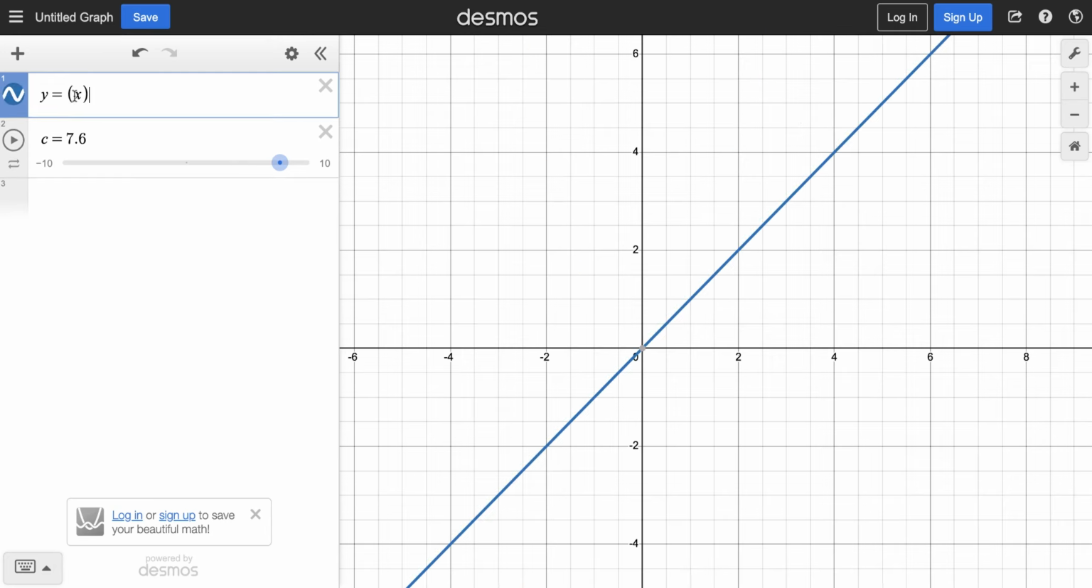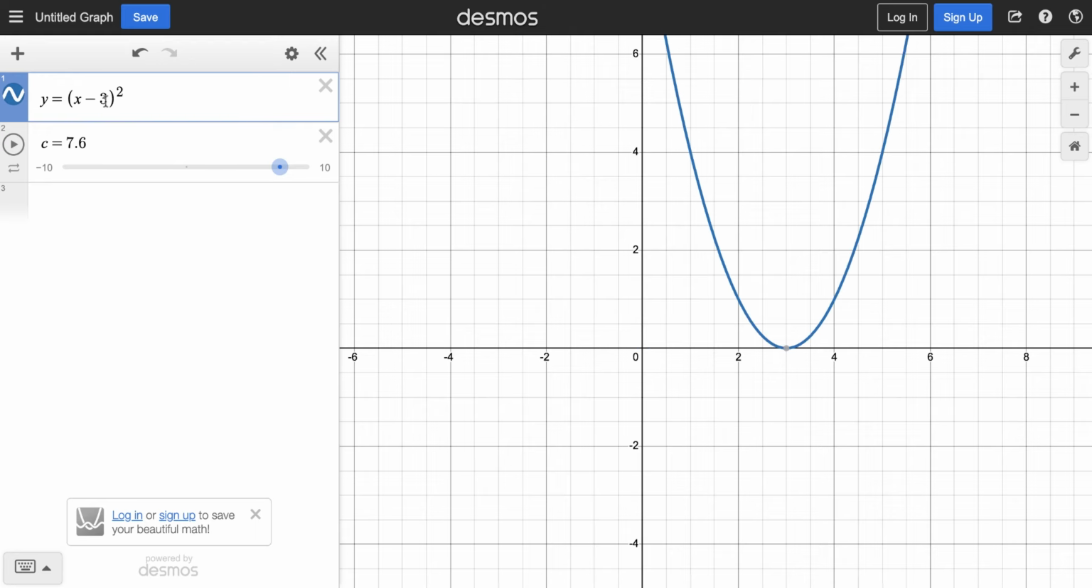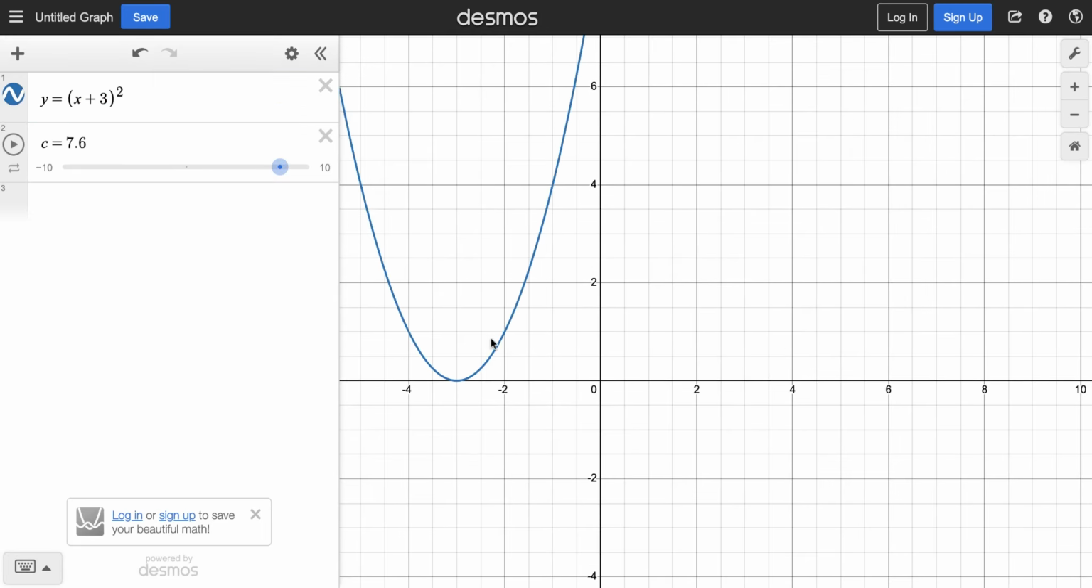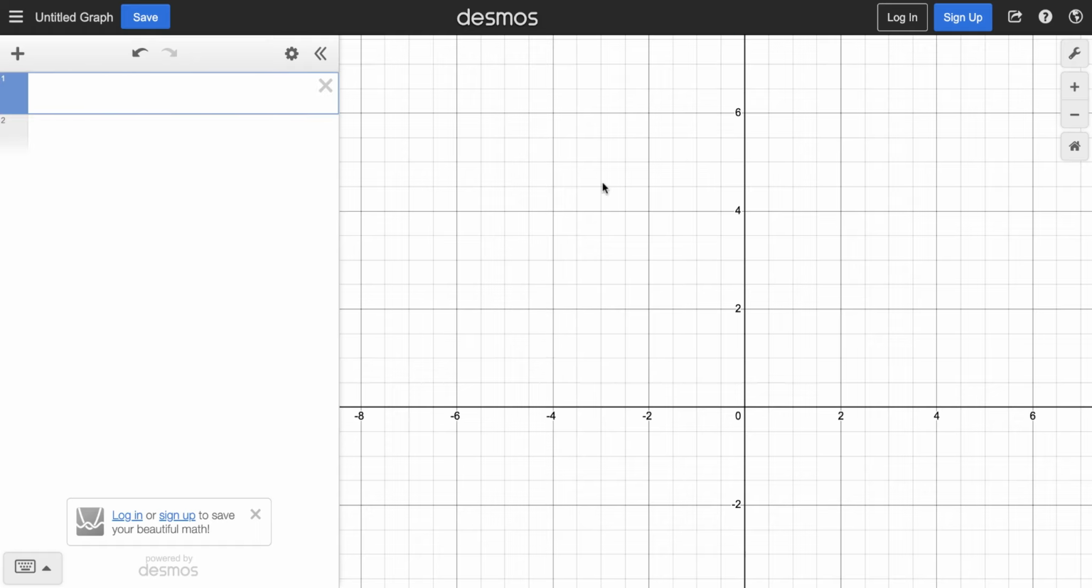Now, if I have something like (x minus 3) quantity squared, it's going to move it 3 units to the right. So if I subtract 3 on the inside of this function, I move it 3 to the right. And if I add 3 to the inside of the function, I'm going to move it to the left. This should look pretty familiar to you from algebra class.